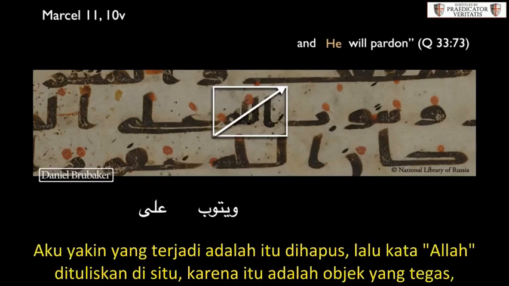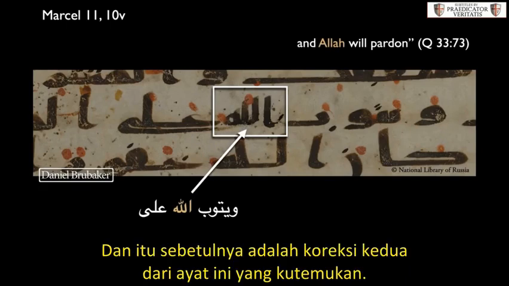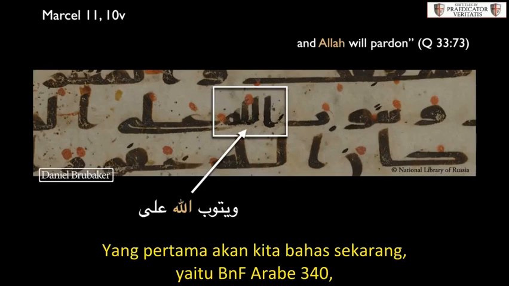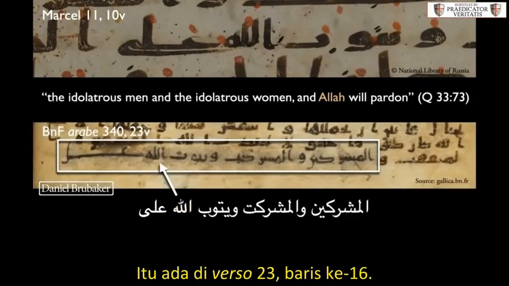And I believe what was done is it was erased, and the word Allah was written in here because that is the explicit object, and it is now in conformity with what is the standard Hafs text. And that was actually the second correction of this verse that I came across. The first one we'll flip over to now is in BNF Arab 340, and I mentioned this one in my doctoral dissertation. It's on folio 23 verso at line 16.